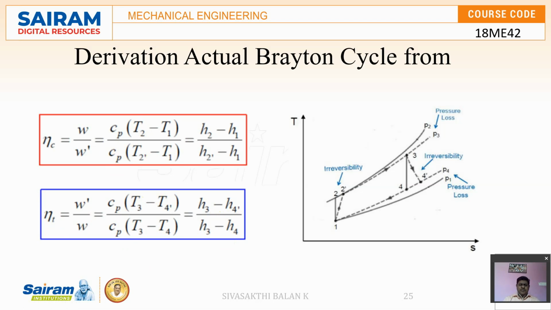So in this video we have solved one problem, and we have discussed what is happening in the open Brayton cycle as well as the closed Brayton cycle, and we have identified the difference between that and what actually happens in the actual Brayton cycle. In the actual Brayton cycle, we have introduced and derived two terms: isentropic compressor efficiency and isentropic turbine efficiency. These two terms we have derived. Okay, with this we will close this video.